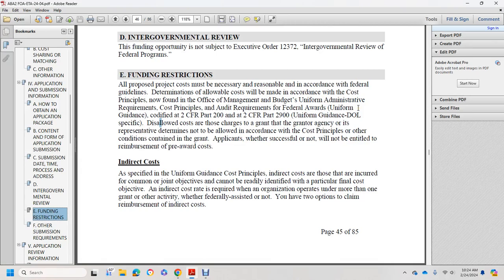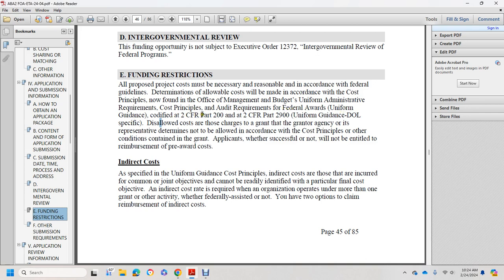Alright, part 4, application and submission information. E. Funding restrictions. All proposed project costs must be necessary and reasonable in accordance with the federal guidelines. The determination of the allowable costs will be made in accordance with the cost principles now found with the Office of Management and Budget Circular Uniform Administrative Requirements, Cost Principles, and Audit Requirements for Federal Grant Awards.